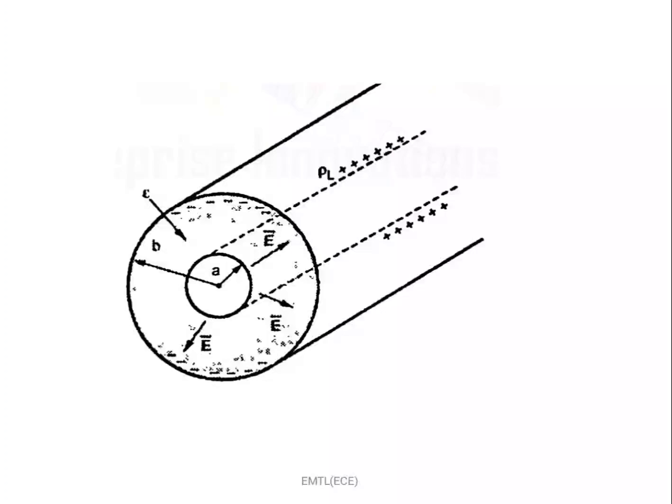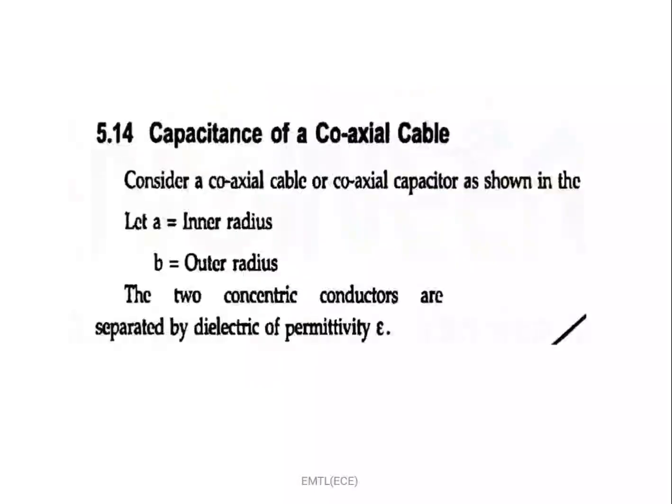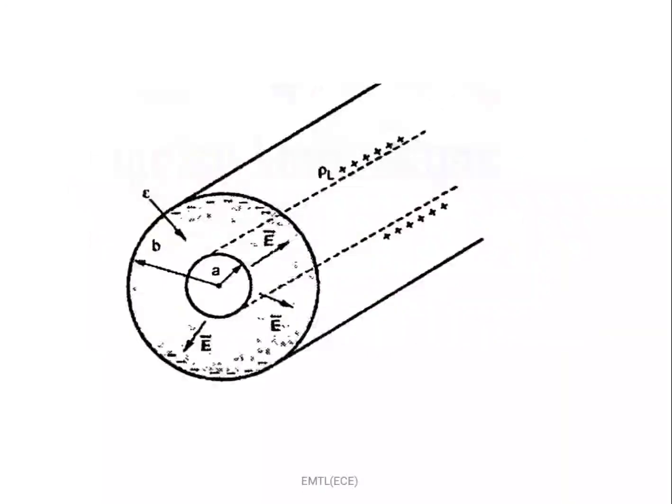The coaxial cable means it is a line with a cylindrical shape. That means two concentric conductors are separated by a dielectric of permittivity epsilon. Here these are the two conductors of the capacitor, separated by a dielectric medium. This is the dielectric medium having permittivity epsilon.